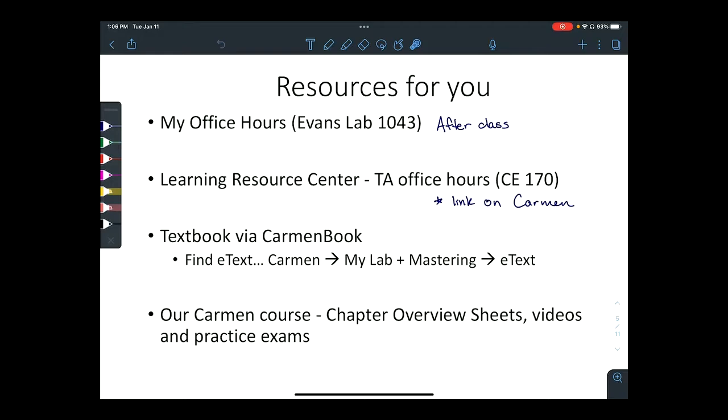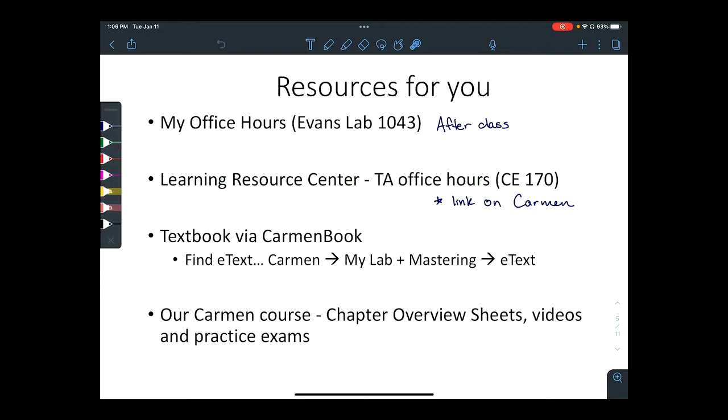If you need to find me outside of my office hours, or if you have a class right after this, no problem. Just send me an email if you want to meet separately, or we could set up a Zoom time if you want to go over things. All right, so I have office hours, but I'm only one person, and there are 250, I think, of you.